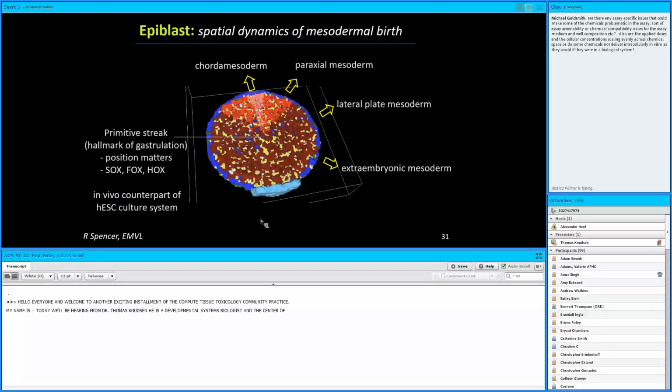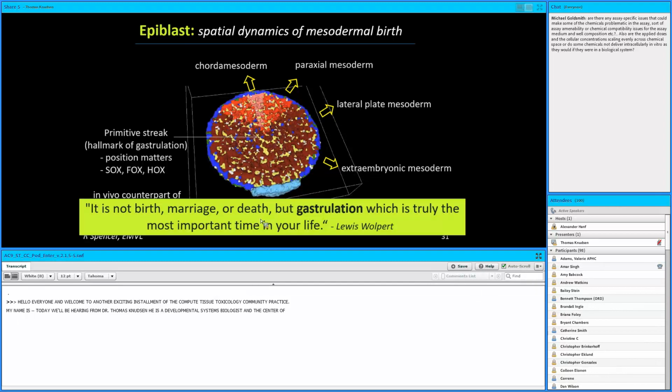The bottom line here is that cell position matters. You don't get that in a stem cell system. The cells are positioned stochastically, but in an agent-based model, we can now recover the rules, and essentially what we can do is recode the genomic blueprint of body plan formation.